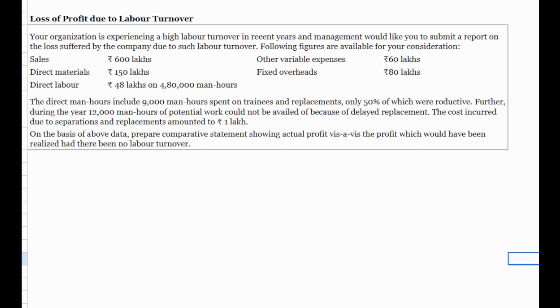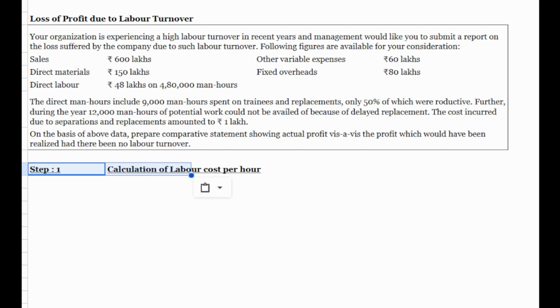On the basis of the above data, prepare a comparative statement showing actual profit versus the profit which would have been realized had there been no labor turnover. Okay, so now we have to break down this problem into different steps. First, you have to calculate the direct labor cost. They have given it as 48 lakh.